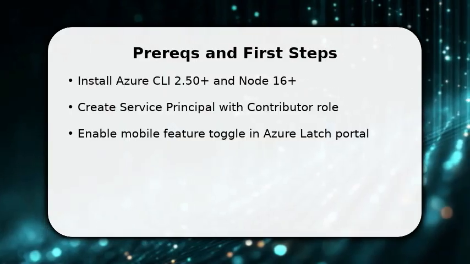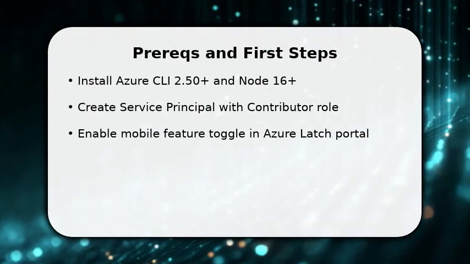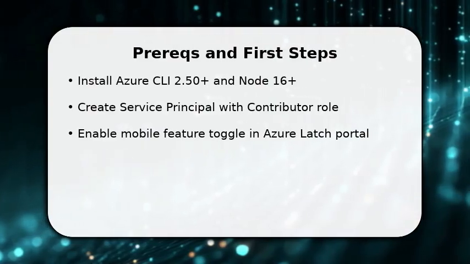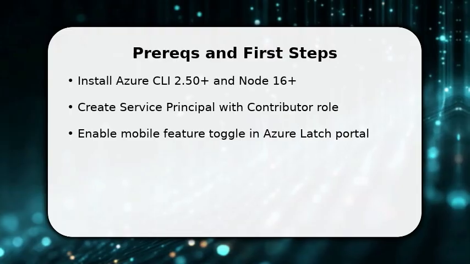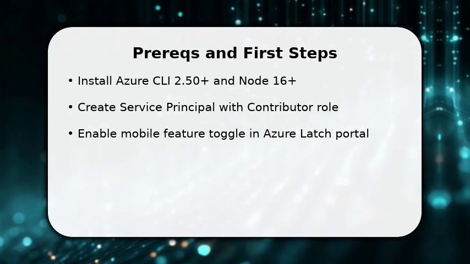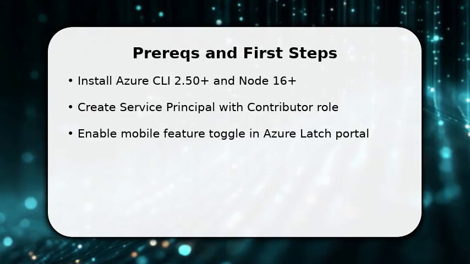You start by confirming prerequisites. Azure CLI and Node are current, and you have a service principal. Once done, log into Azure CLI with that principal and set your default subscription.